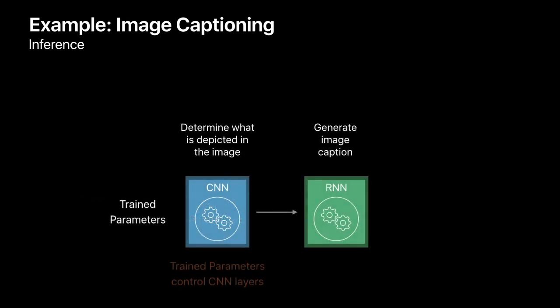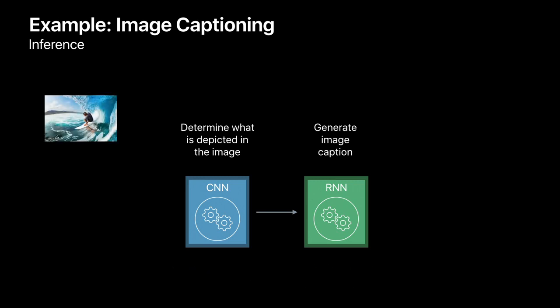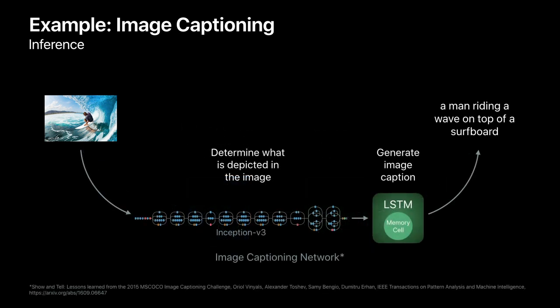the inference step. In the inference phase, the trained parameters control both the operation of the CNN layers and the operation of the RNN gates. Then each image is processed by both the CNN and the RNN to generate a caption. We already know a good network for figuring out what's depicted in the image. It's the Inception v3 network, so we'll use that. And we just talked about LSTMs, so let's use that to generate our caption.